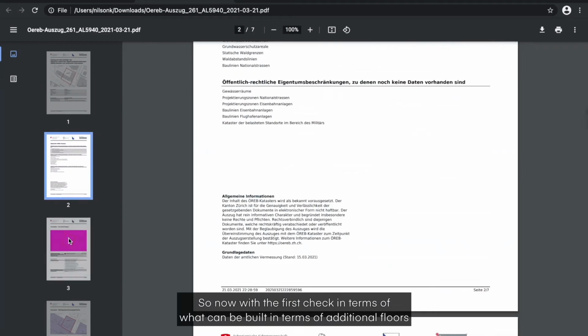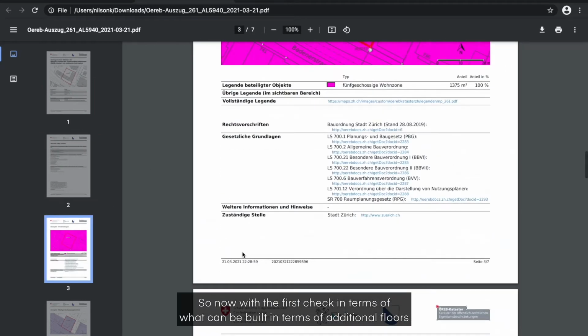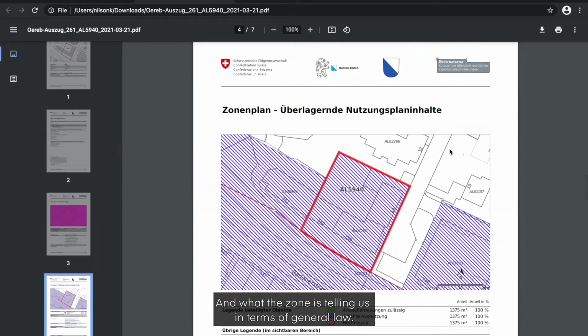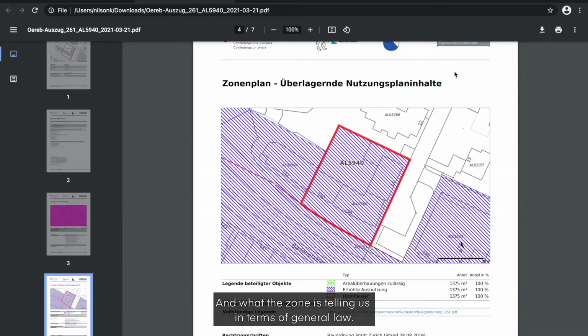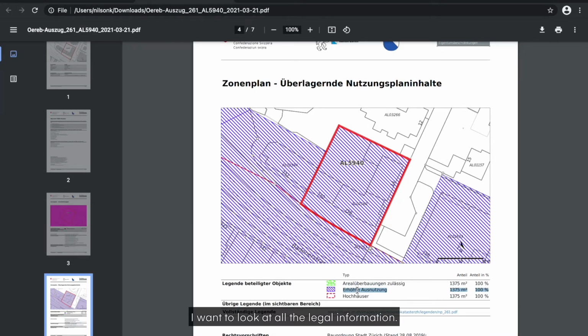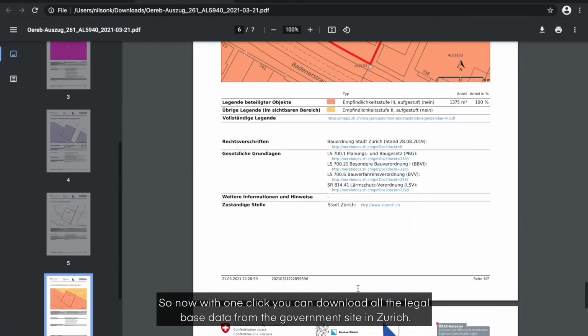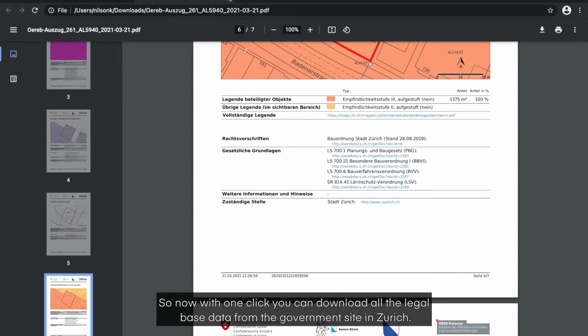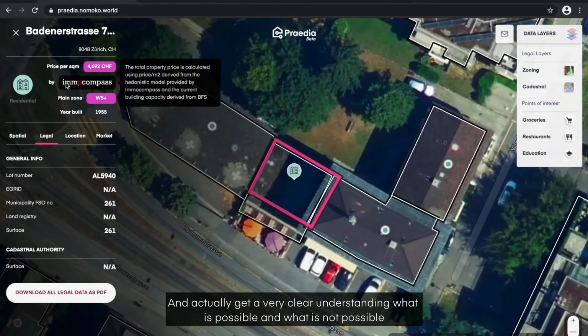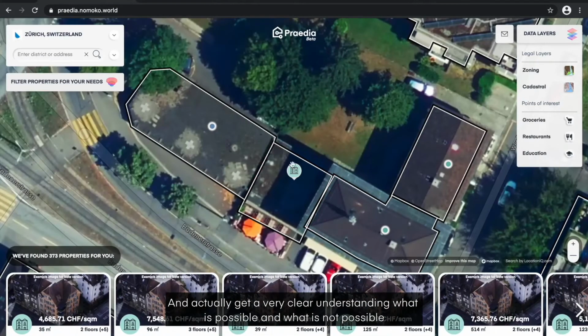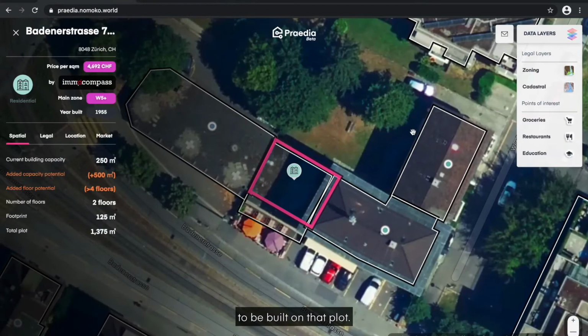So now with the first check in terms of what can be built in terms of additional floors and what the zoning law tells us, or what building zone and what the zone is telling us in terms of general law, the person wants to really go into depth and say, this is now an opportunity. I want to look at all the legal information. So now with one click, you can download all the legal base data from the government site in Zurich and actually get a very clear understanding what is possible and what is not possible to be built on that plot.